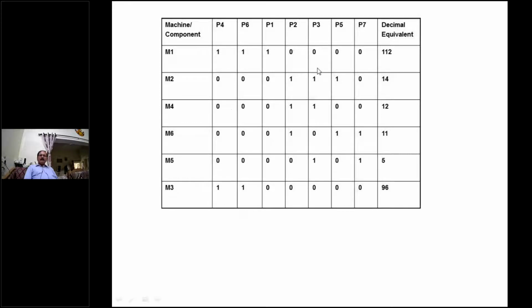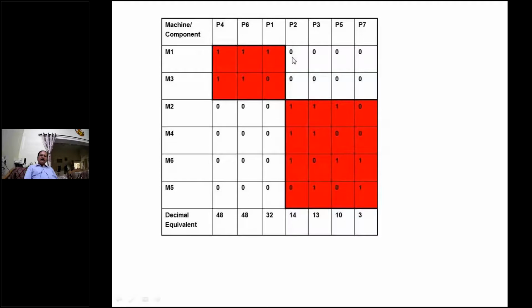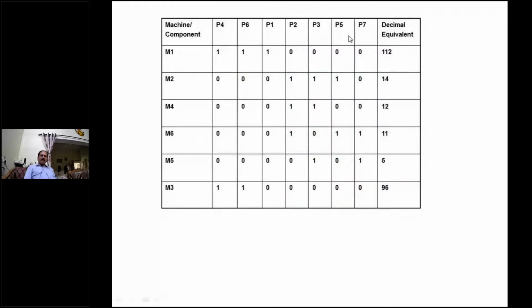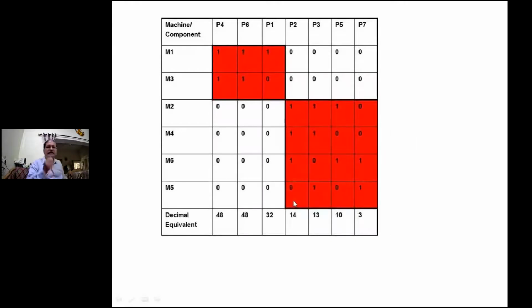So again you read each row as a binary row and find out the decimal equivalent, and arrange the rows in the descending order of their decimal equivalent. Similarly, you take the columns and read each column as a binary word and arrange the columns. Once you do that, after 2 iterations, it will show that all the ones will be clustered in these major blocks.